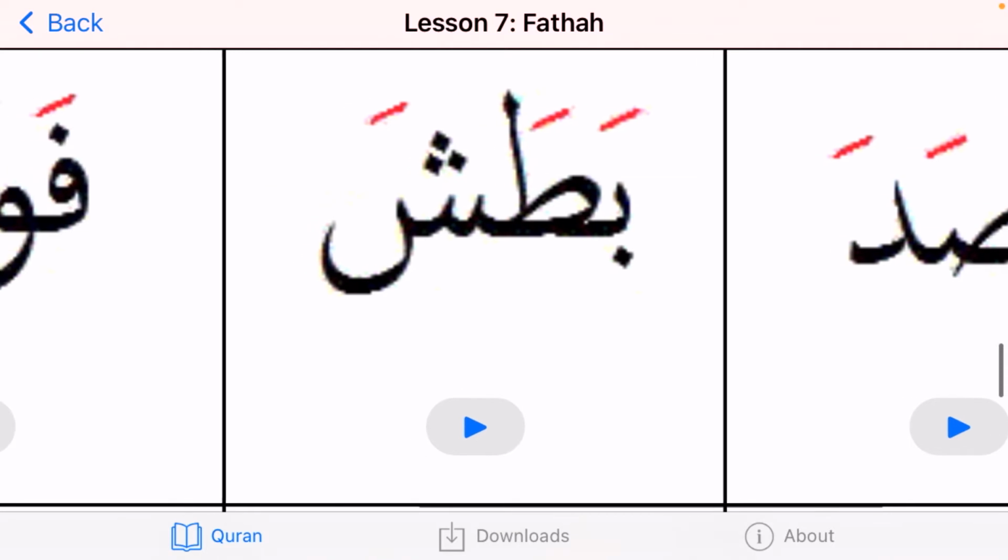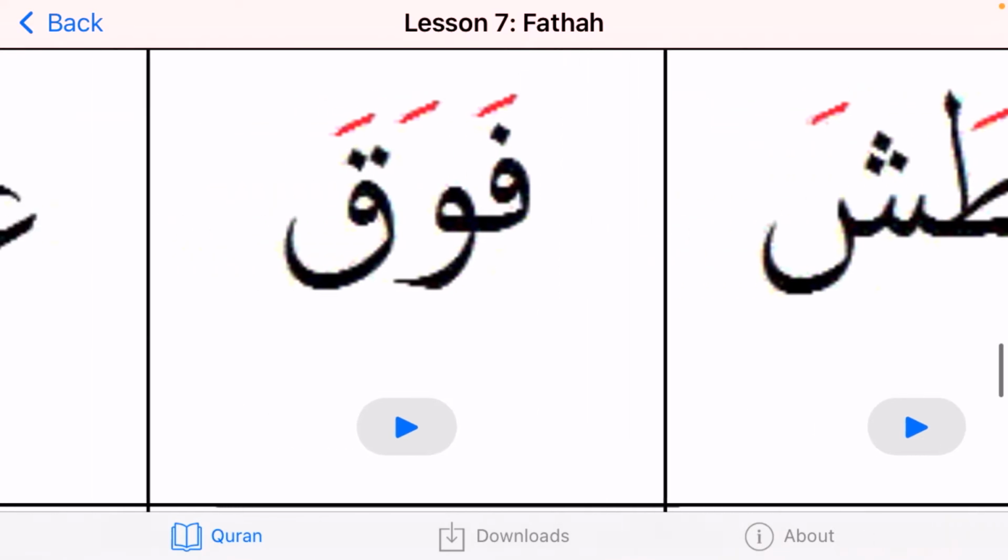The next word, you have Ba, we have Ta, and we have Sheen. So Ba, empty mouth. Ta, full mouth. And Sheen, empty mouth. Ba, Ta, Sha, Ba, Ta, Sha. Make sure each full mouth letter is pronounced with a full mouth. Each empty mouth letter is pronounced with an empty mouth. Ba, Ta, Sha.